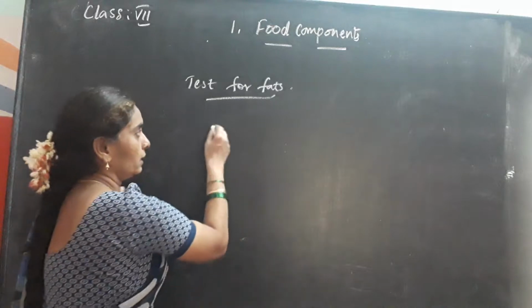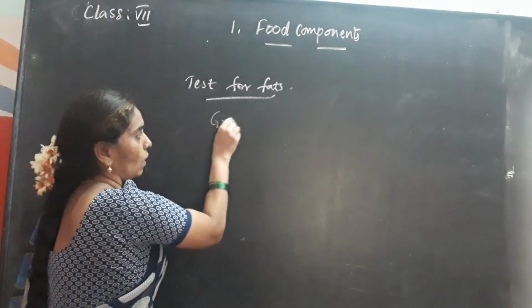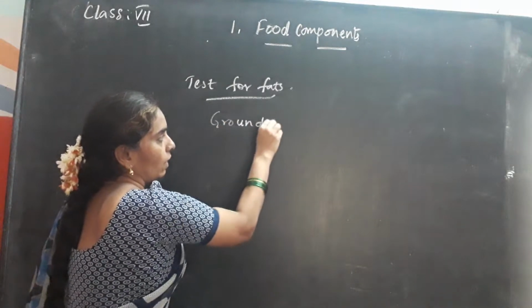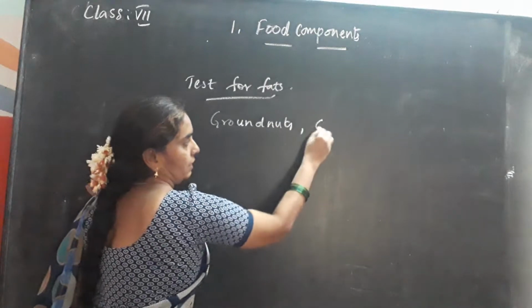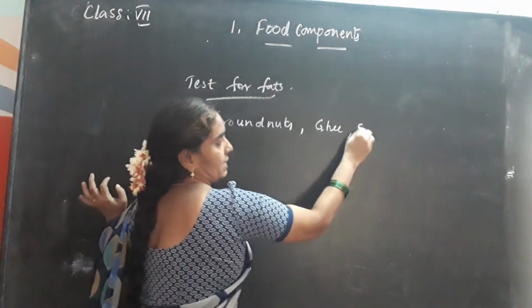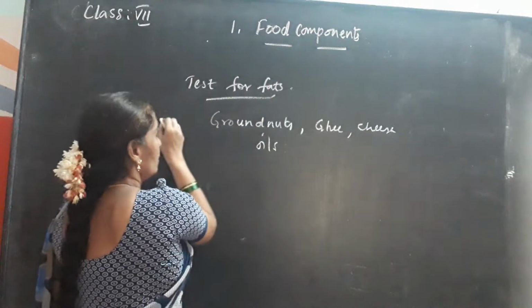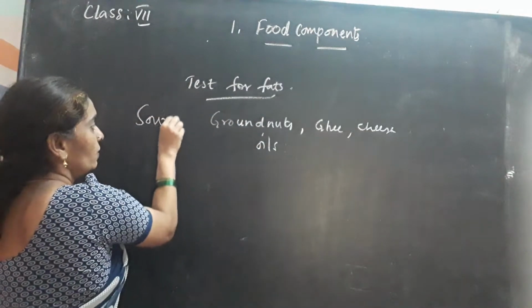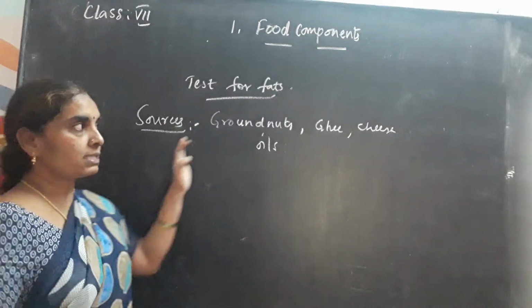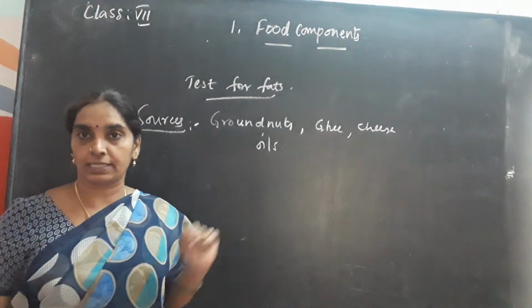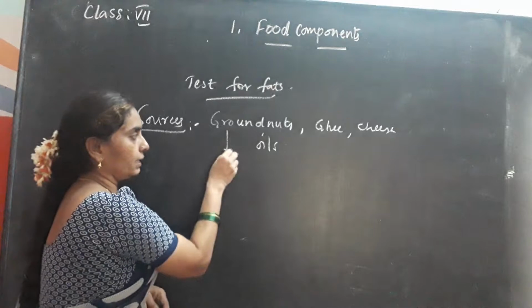You know that groundnuts, oil, ghee, all contain fat. Isn't it? Ghee, cheese, oils, they contain fats. These are the sources of fats. How do we test that these items contain fats? For example, you take the groundnuts.